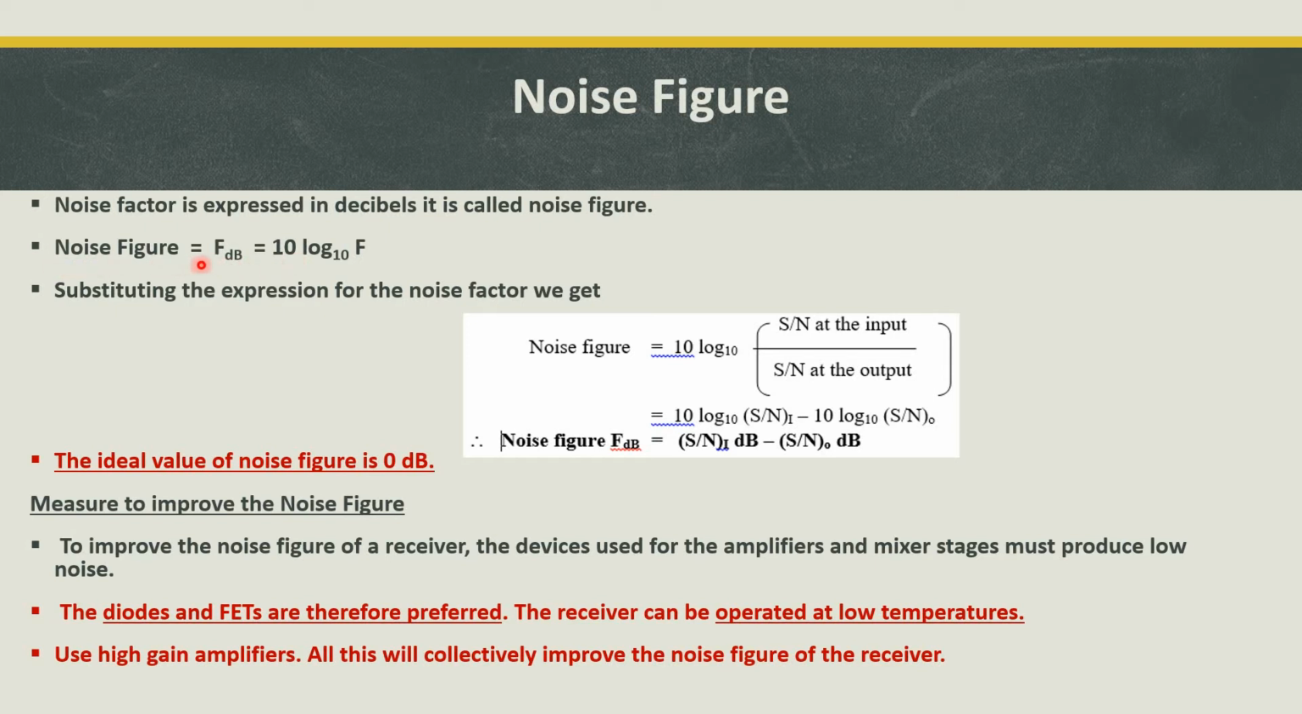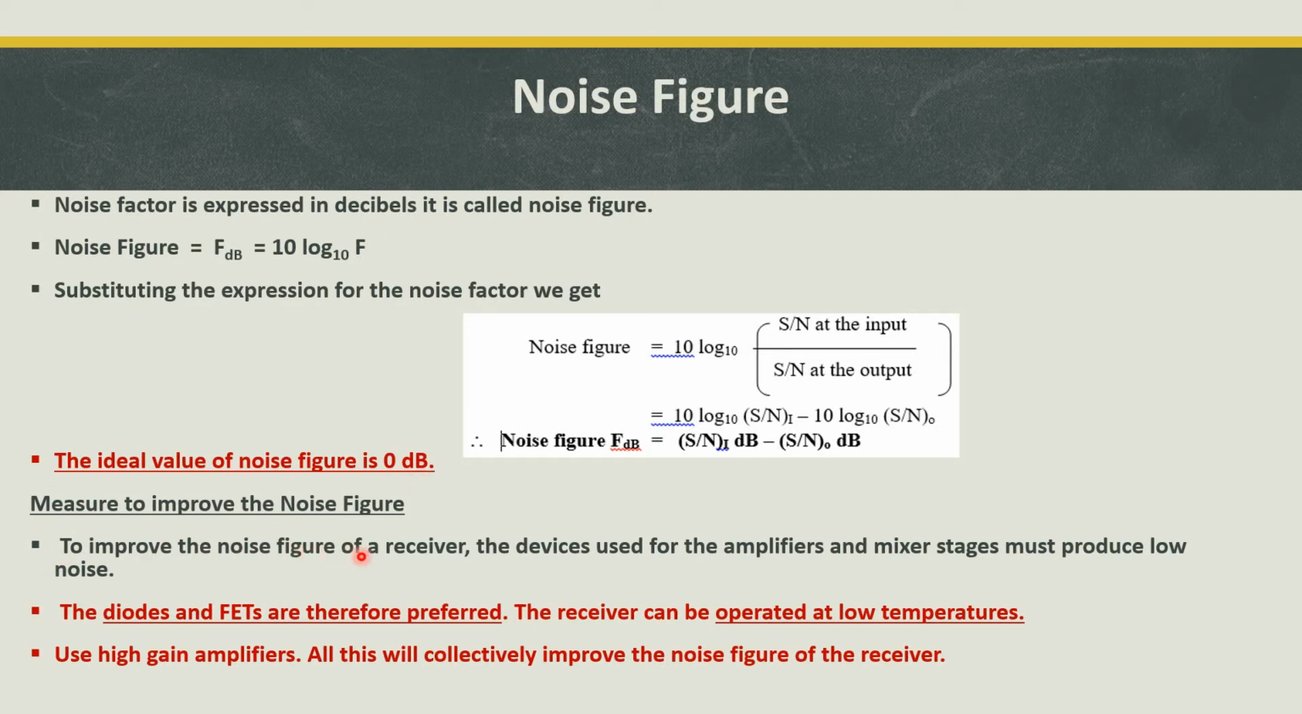So noise figure F in dB equals 10 log base 10 of F. The noise figure is equal to 10 log base 10 of the input signal to noise ratio divided by the output signal to noise ratio. So the noise figure in dB is SNR input minus SNR output. The ideal value of the noise figure is 0. That means if the noise factor is 1, the noise added is 0, and the noise figure will be 0, because the dB of 1 is 0.